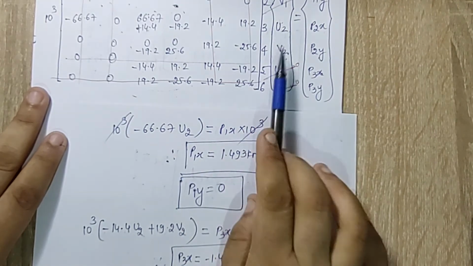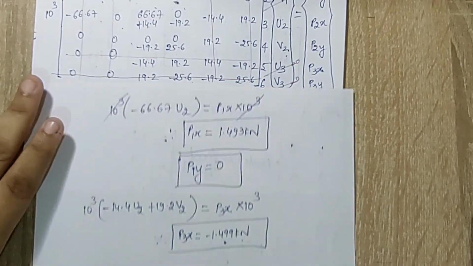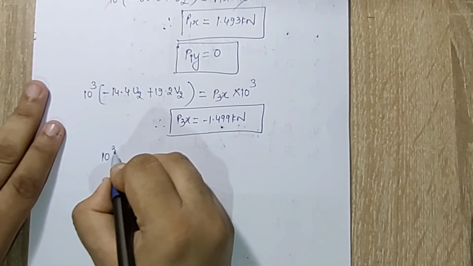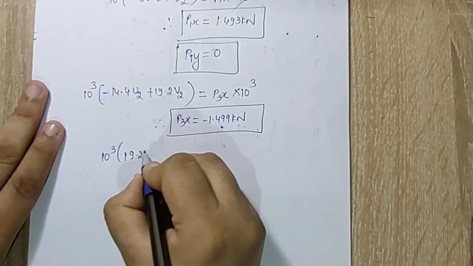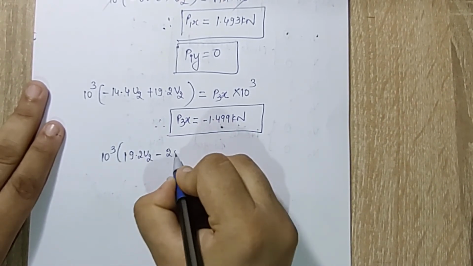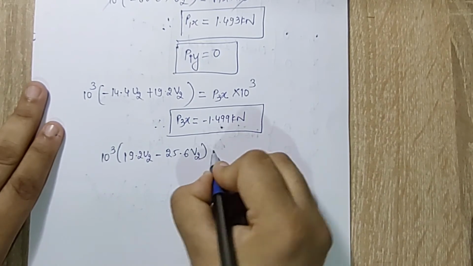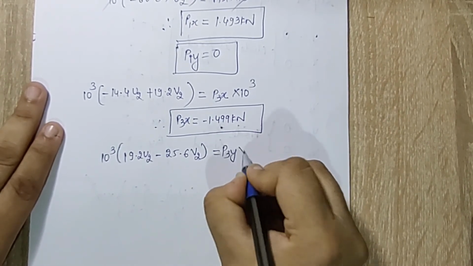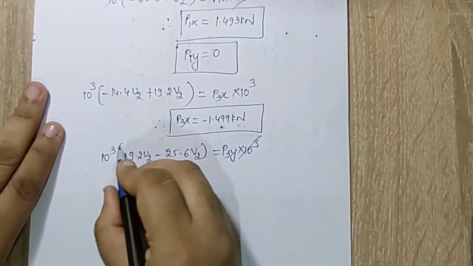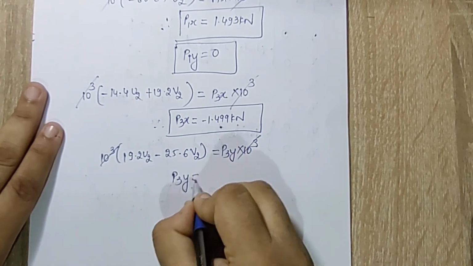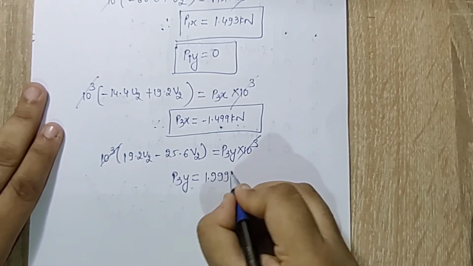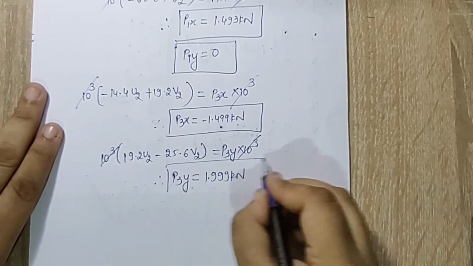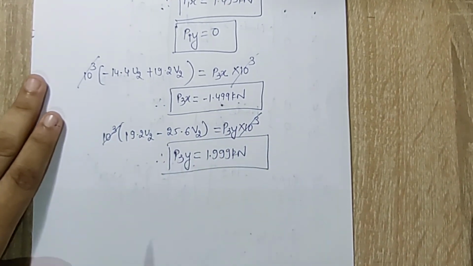When I multiply these two over here, I will get P3y. So it is 10 raised to 3 again, 19.2 U2 minus 25.6 V2 is equal to P3y into 10 raised to 3. P3y I obtain as 1.999 kilonewton, which is approximately 2 kilonewton if you observe.